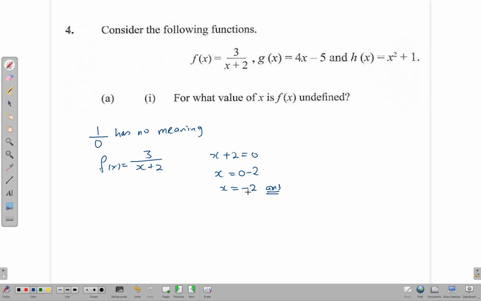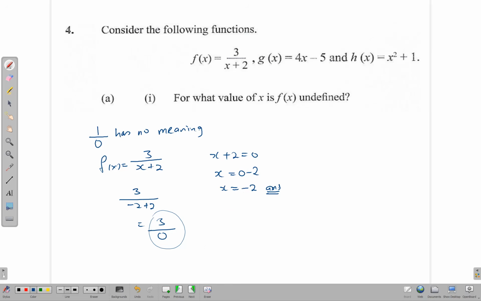If x is negative 2, then substituting negative 2 into the function, negative 2 plus 2 gives us 3 over 0, and as you see here, if we put negative 2 in there, then we end up dividing by 0 and we cannot get a result. So this is the value, negative 2, that would make the function undefined. So f of x will be undefined at the point when x is equal to negative 2.